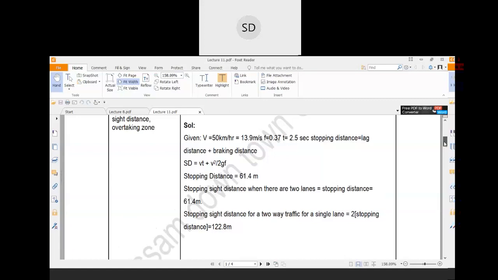So first you have to find out the stopping sight distance, and that is the stopping sight distance for two-way traffic in a two-lane road. Okay. Now, the stopping sight distance for two-way traffic in a single lane road would be double of whatever you are getting, because in a single lane road, that type of road is less wide than the two lane roads, and only one vehicle can be accommodated in that particular stretch of the road.